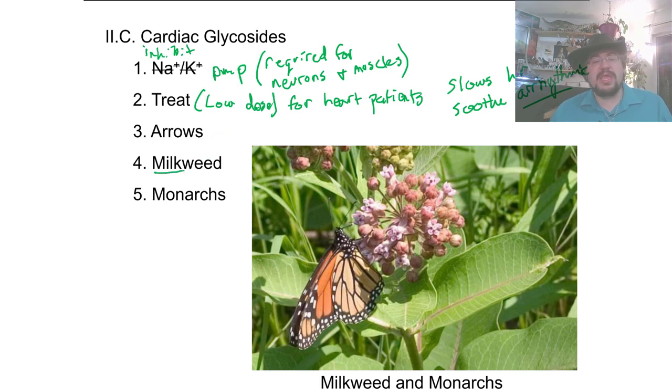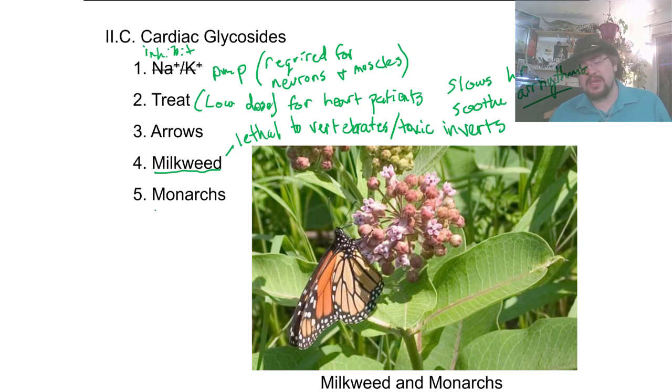Milkweed, the weed, actually produces a cardiac glycoside. So it can be lethal to vertebrates. In high concentrations, milkweed can be lethal to vertebrates. And it can very quickly build up to toxic concentrations in many invertebrates. So milkweed is kind of dangerous. And yet there is a butterfly supremely adapted for eating milkweed in its life cycle.